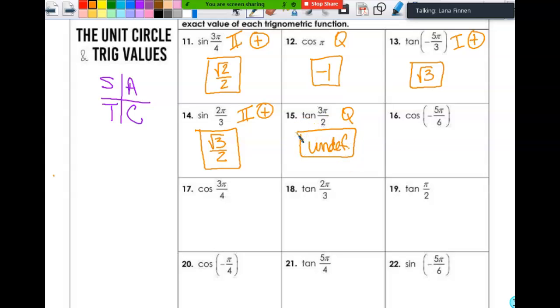Okay, last one we're going to do together. Cosine of -5 pi sixths. What quadrant is that in? Third, because -6 pi sixths would get me all the way to pi, so I'm in the third quadrant. And in the third quadrant, cosine is negative. And then the cosine of pi sixths is the square root of 3 over 2. So my answer is negative square root of 3 over 2. Okay. Any questions about any of those?